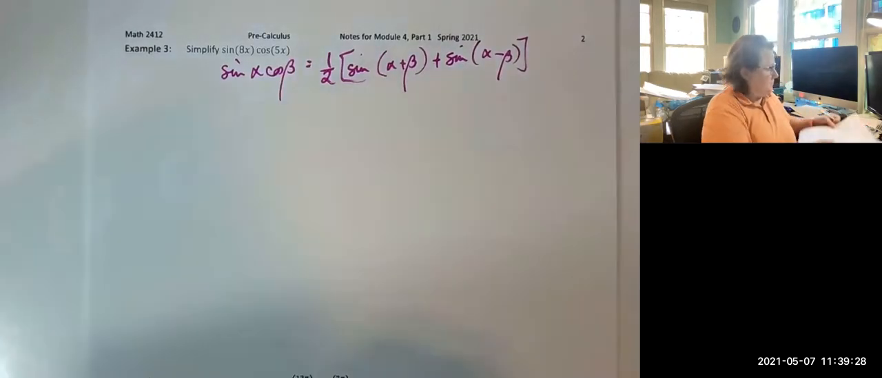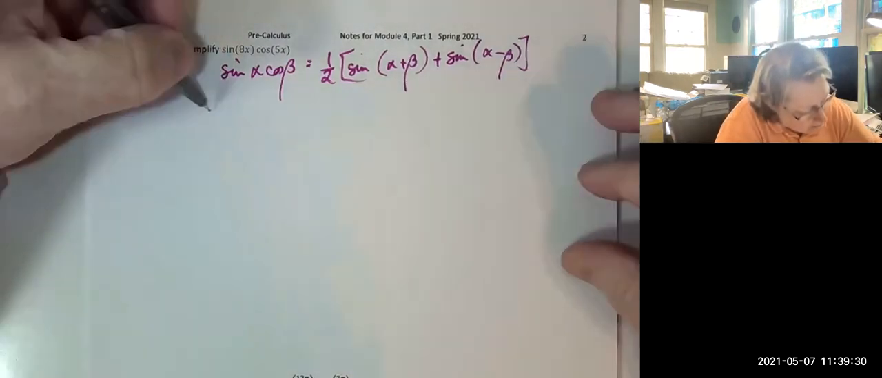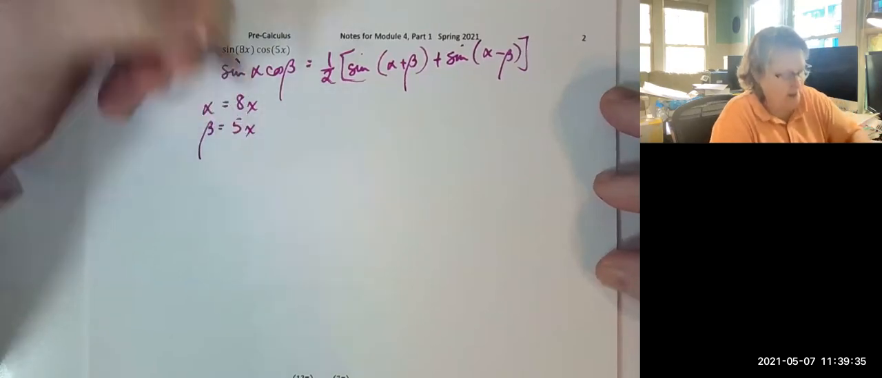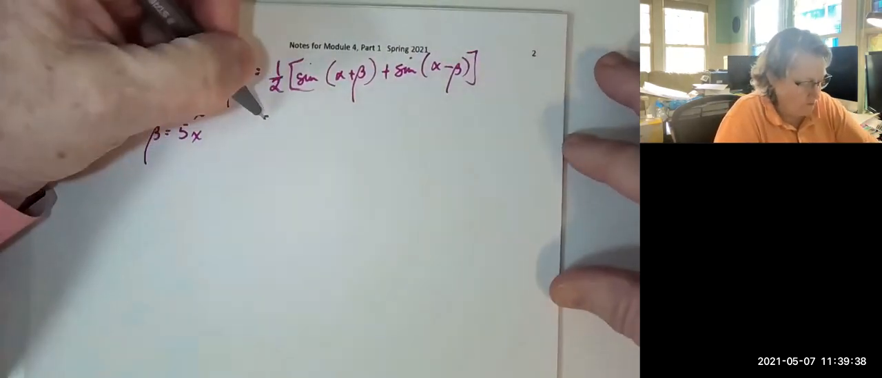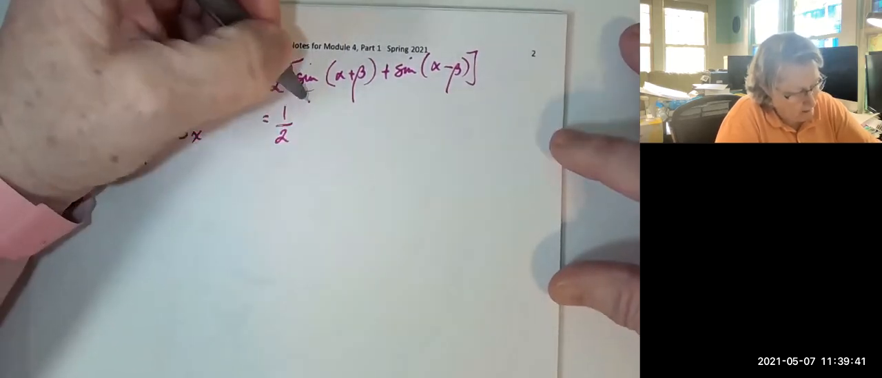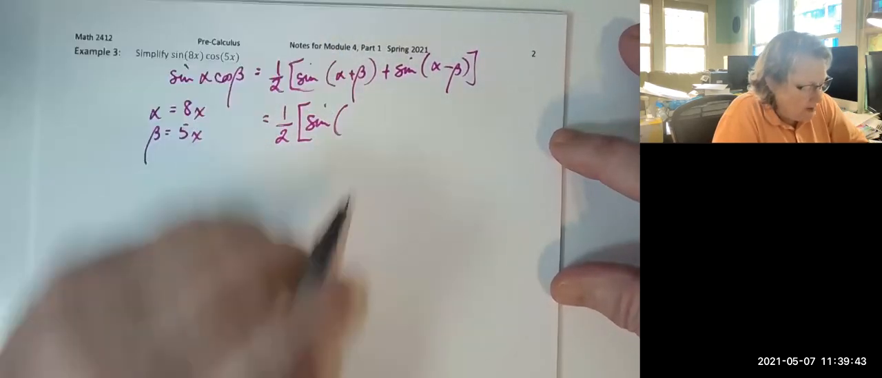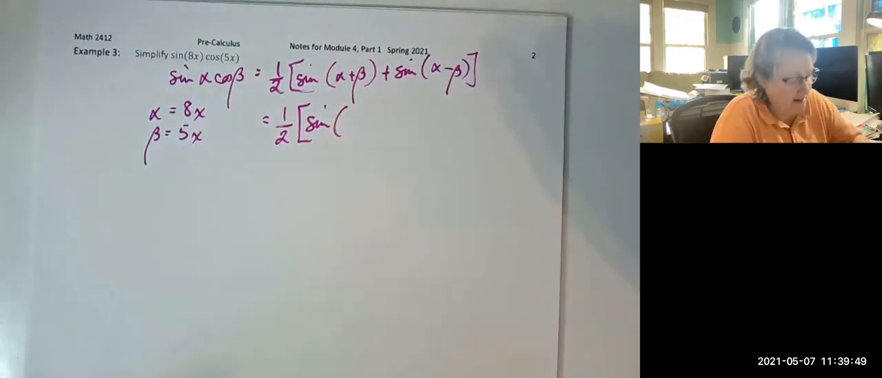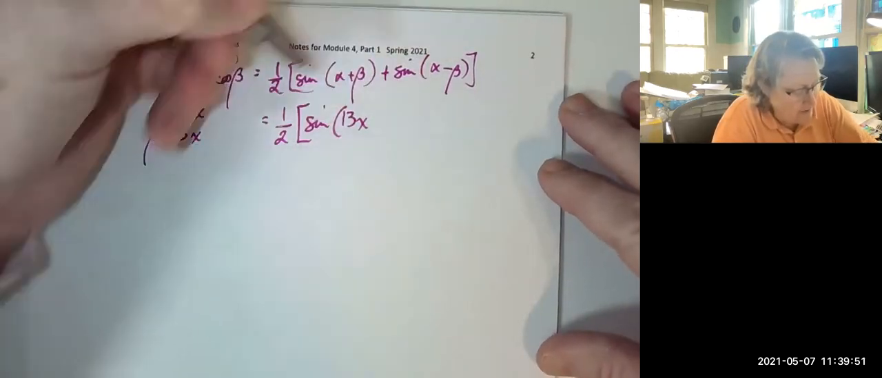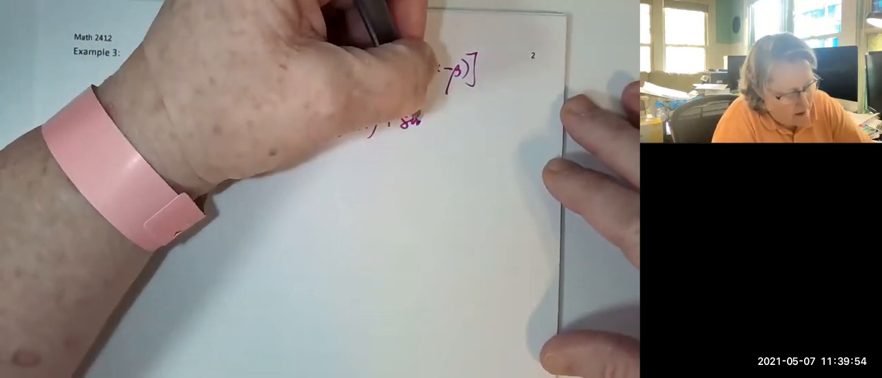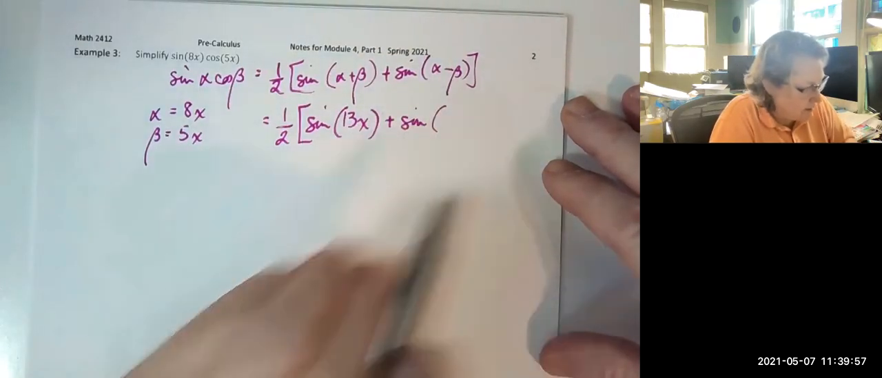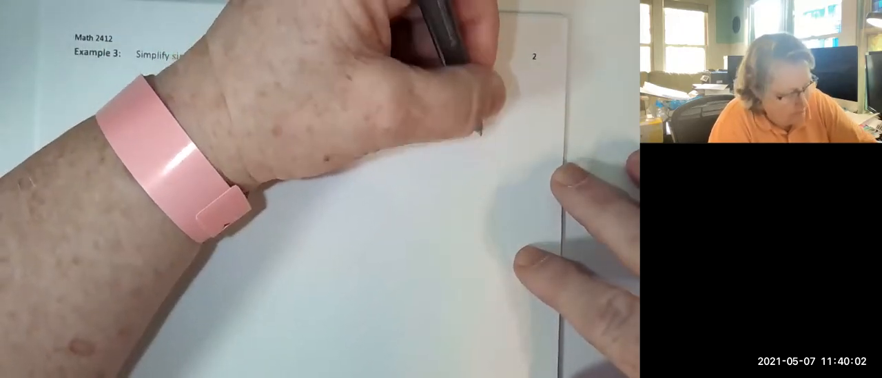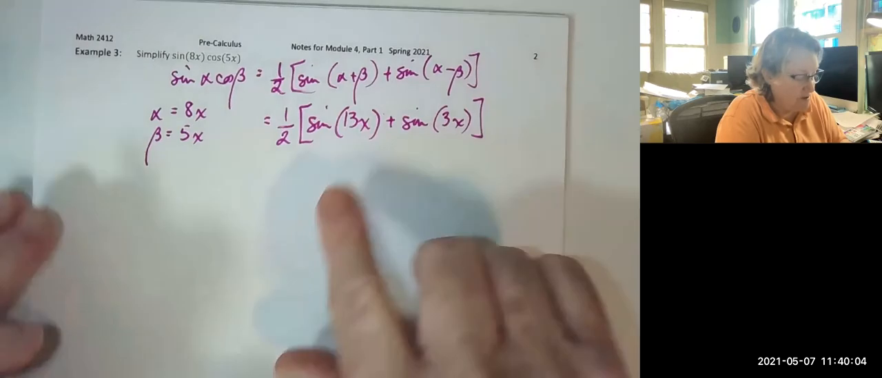Where here, alpha is 8x and beta is 5x. So I get 1/2 times the sine. Well, what is alpha plus beta? What is 8x plus 5x? Excellent. The sine of 13x plus the sine of alpha minus beta. 8 minus 5 is 3, so we get 3x. And there we go. That's as simplified as we can get it.